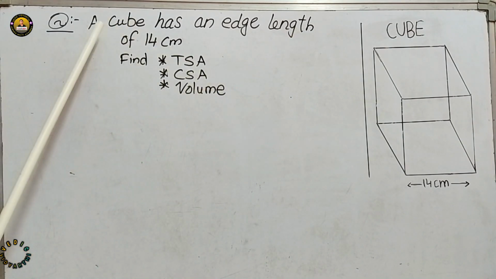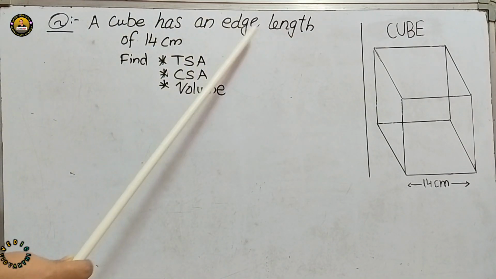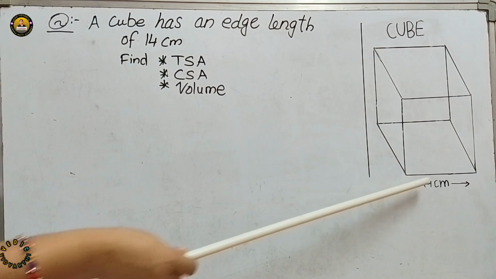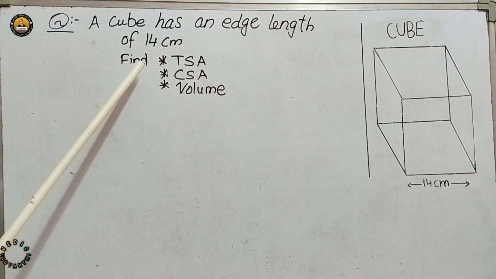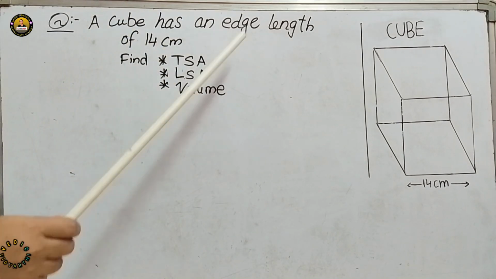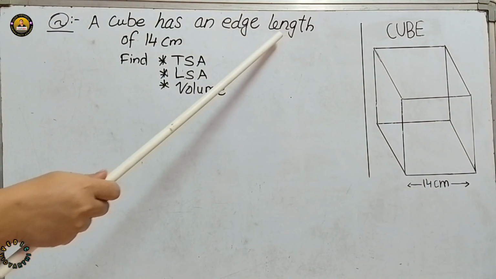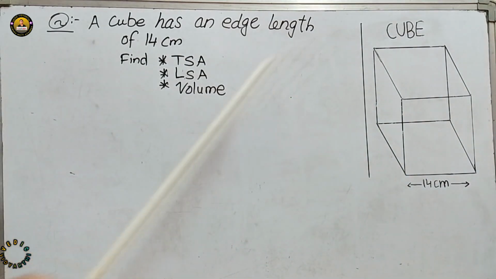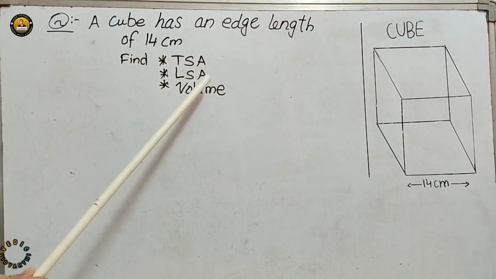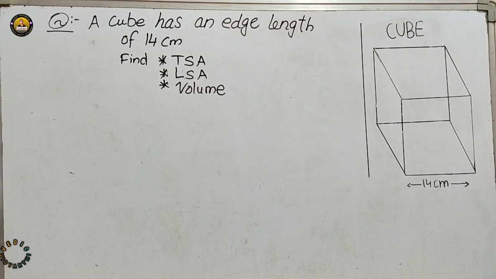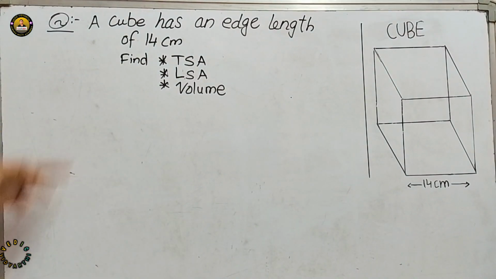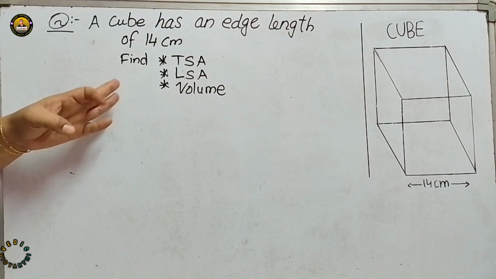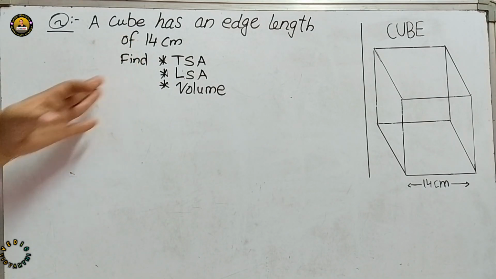And now coming to the question: a cube has an edge length of 14 centimeters. We have the edge length here, 14 centimeters. The task they gave us is to find TSA, LSA and volume. What is TSA? What is LSA? What is volume? TSA in the sense total surface area, LSA in the sense lateral surface area, and volume we are going to find out in this video.